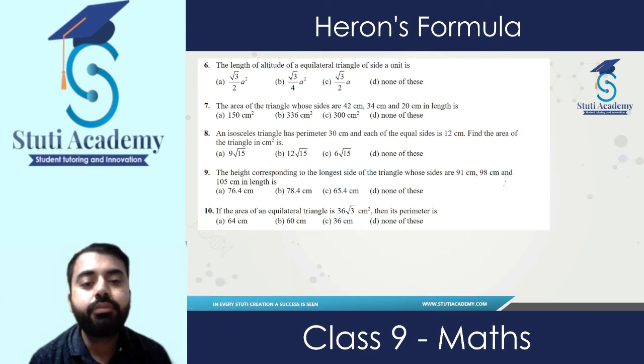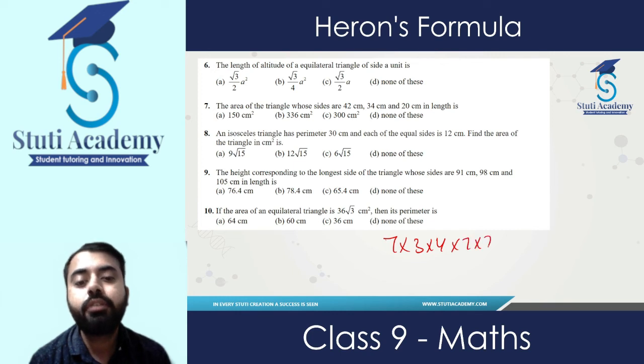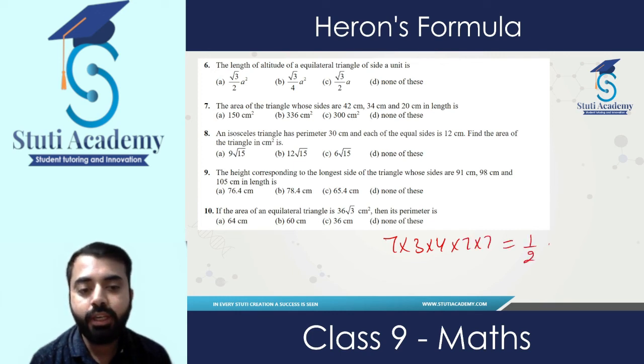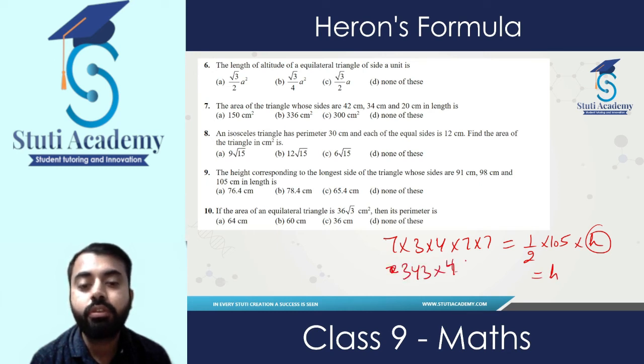Three sevens, 3. I had this 7 into 3 into 4 into 7 into 7. I had my base, which was 105, and I had my height h. I had to find its value. So h will be 343 into 7, sorry, into 4 into 3, divided by 105.